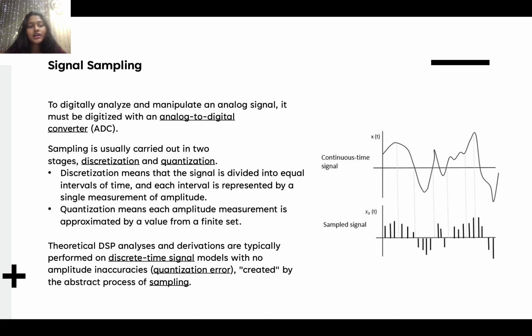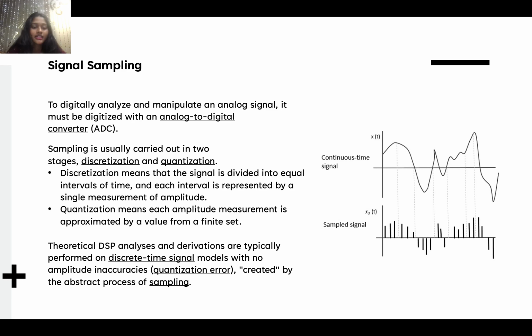Signal sampling. To digitally analyze and manipulate an analog signal, it must be digitized with an analog to digital converter. Sampling is usually carried out in two stages: discretization and quantization. Discretization means that the signal is divided into equal intervals of time, and each interval is represented by a single measurement of amplitude. Quantization means each amplitude measurement is approximated by a value from a finite set.